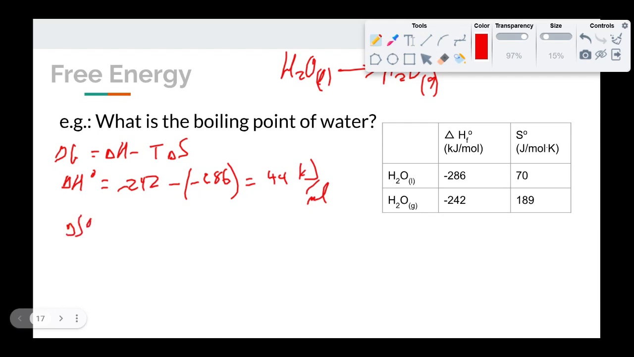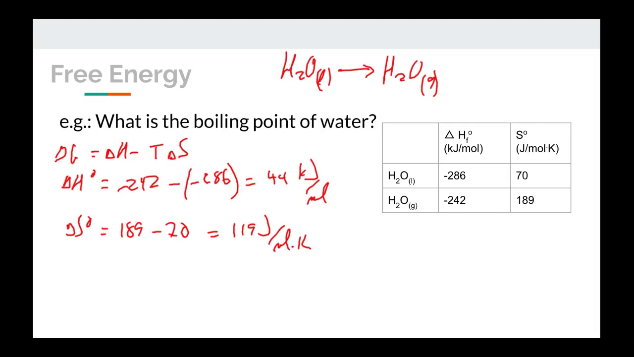And delta S, standard delta S for this is going to be 189 joules per mole Kelvin minus 70 joules per mole Kelvin, which comes out to 119 joules per mole Kelvin. Now these are both positive values, so that means this is going to be spontaneous at high temperatures.